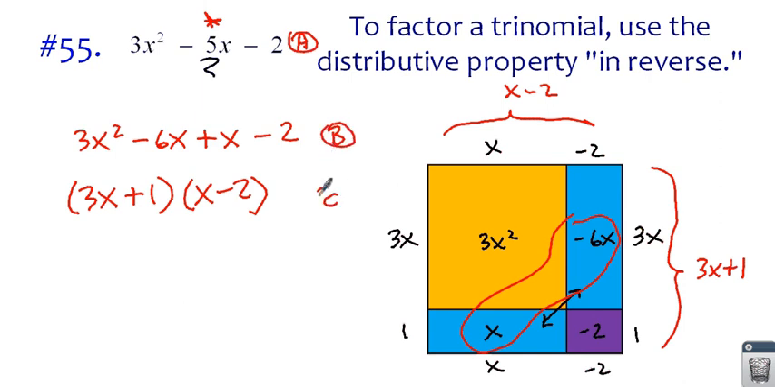As always, if we were to multiply the two binomials, we'd go from C to B to A. When factoring, we're just doing those steps in reverse.